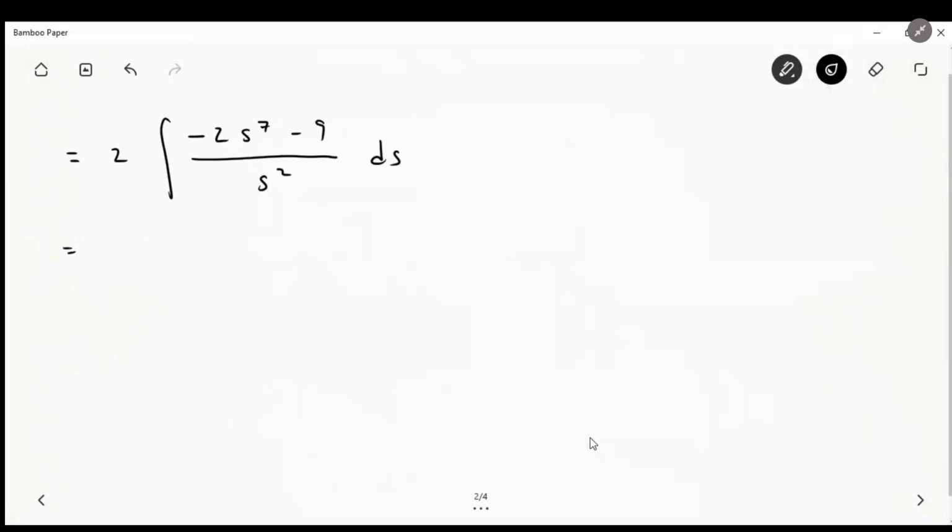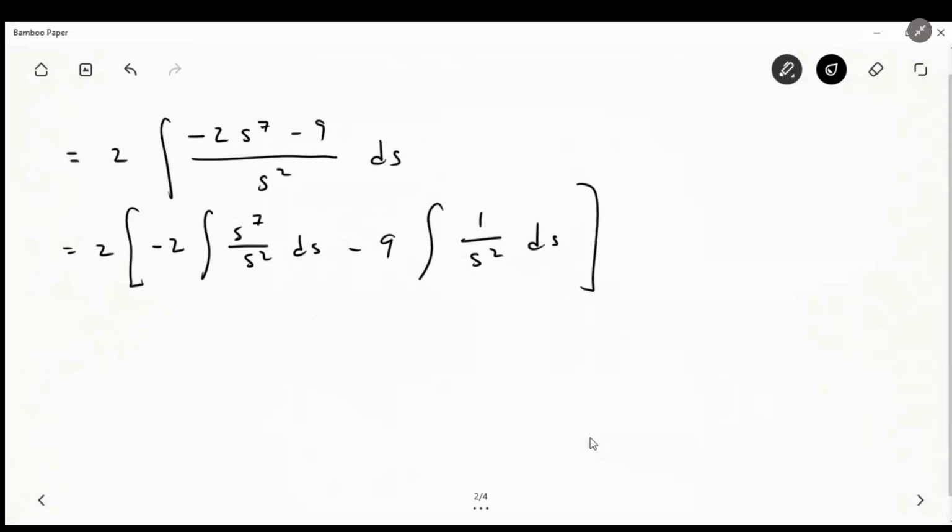Now we can separate terms. So we'll say minus 2, and then this integral here, and then minus 9 then the integral of 1 over s squared. Let me just check to make sure that's right. It looks good so far.